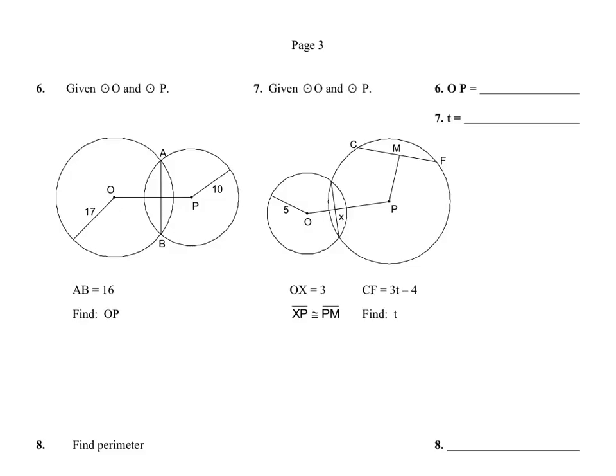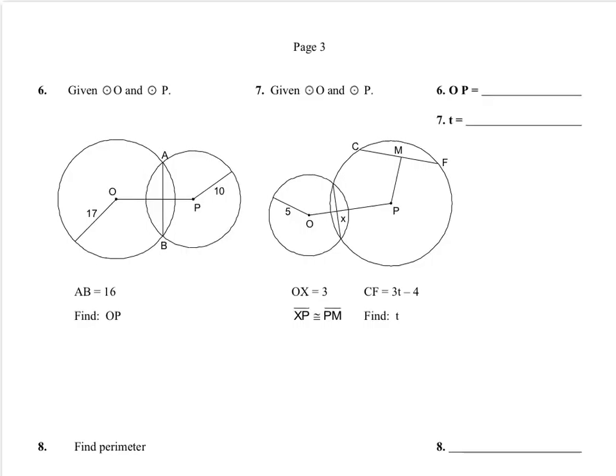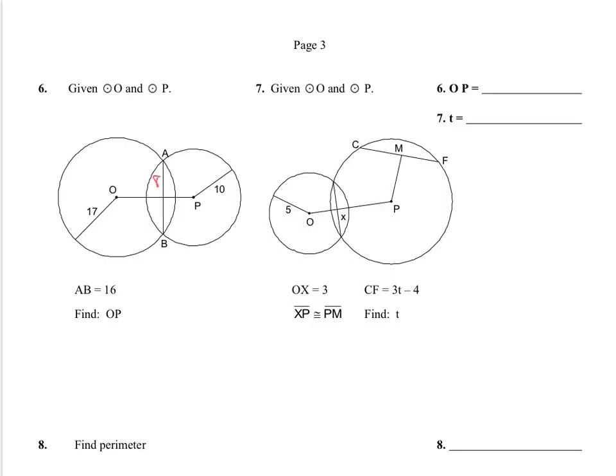Okay, next one, number 6. Let's see. AB is 16. Anytime you draw that radius perpendicular, it cuts it in half. So this is 8, 8 and 8. And then redraw that radius of 17, and we have an 8, blank, 17, so 15. Same idea here. I'm going to draw that radius of 10. I've got an 8 and a 10, which hopefully reminds you of 6. Now the distance between O and P is 15 plus 6, or 21.